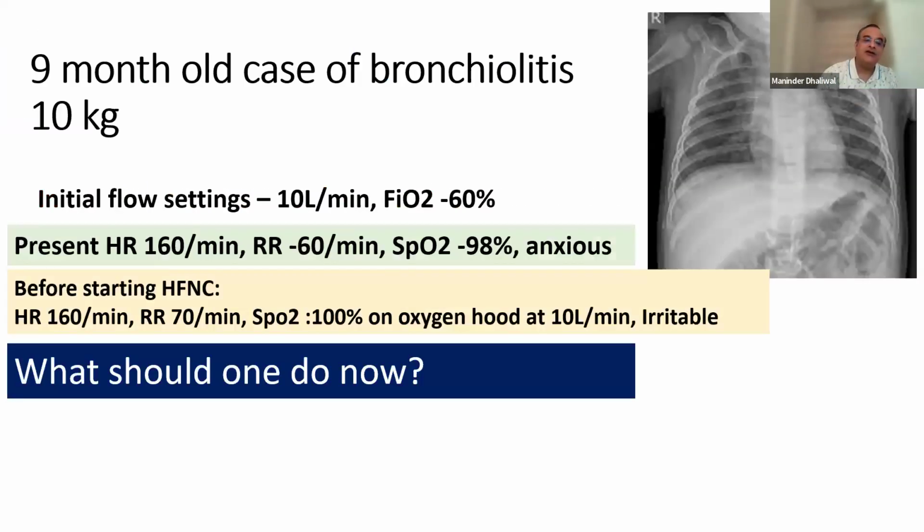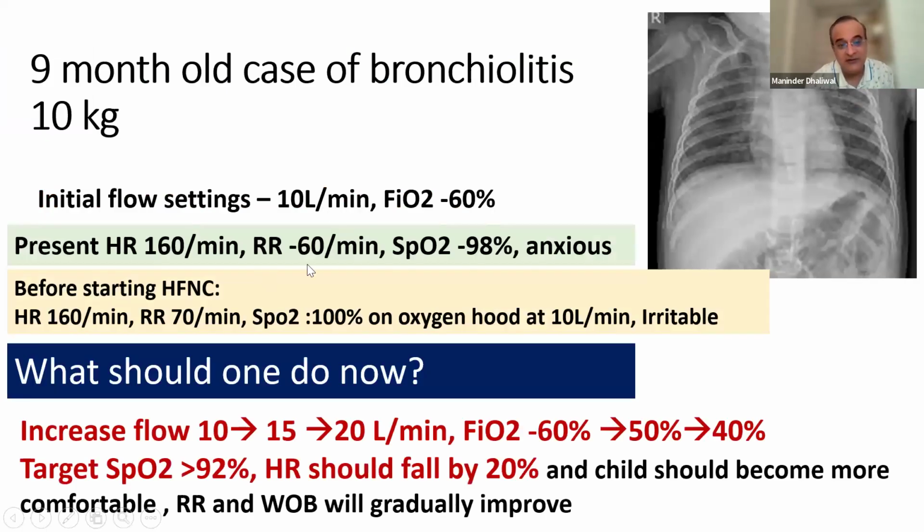Now this patient, again coming back to the same thing. So what we should do now, because the child's respiratory rate continues to be high, we can increase the flow and decrease the FiO2, target a saturation of around 94, heart rate should fall. So you can increase the flow because the tachycardia has not settled yet. So increase from 10 to 15 to 20, because for 10 kg you can go to 20. And FiO2, a saturation of 98 is not required. So you decrease the FiO2 from 60 to 50 and 40. So these are the two things only that you can manipulate in your HFNC.